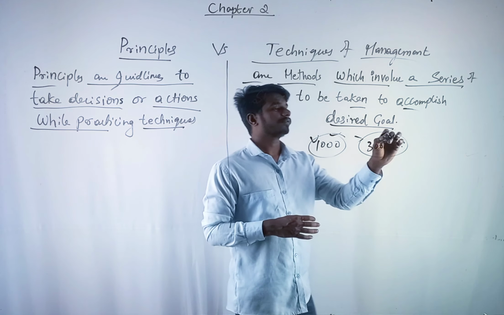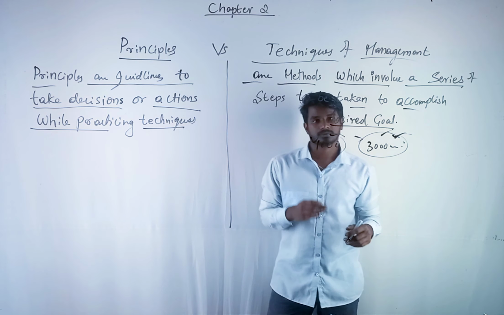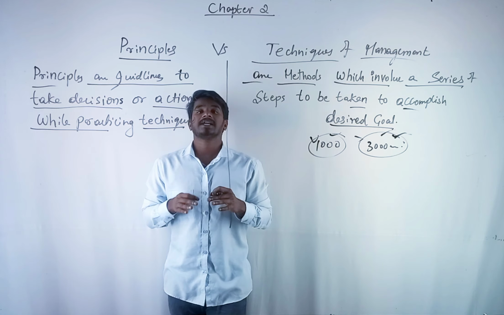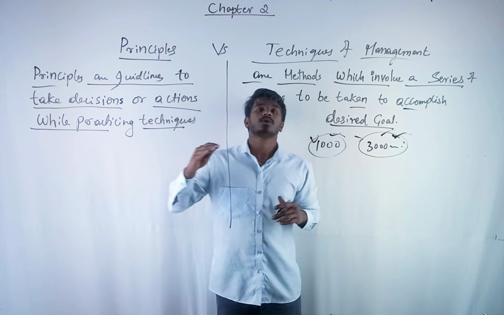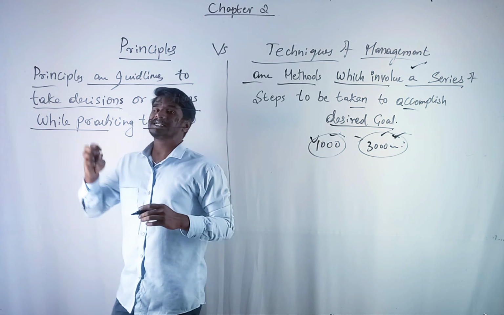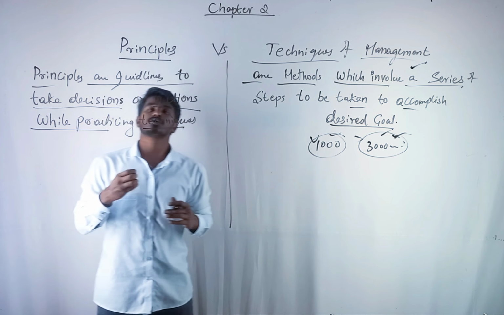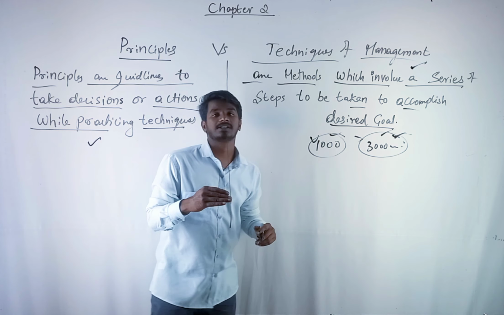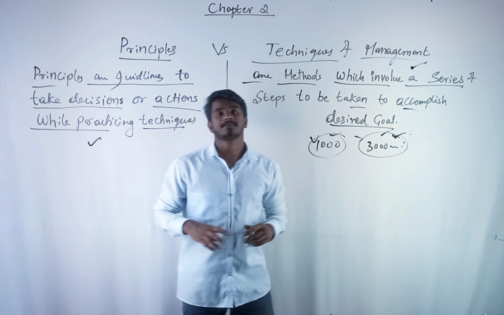Let us say the next day you start producing 3,000 units, correct? But you should produce them in proper standard quality. What you will do is the technique. You should produce the goods in standard quality, and that will be your principle. This is the distinction between principles and techniques.